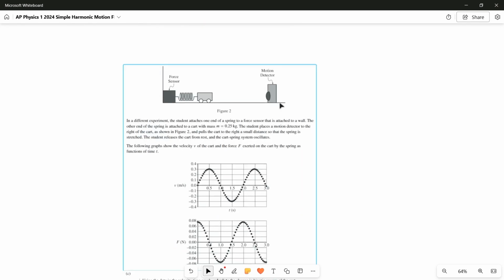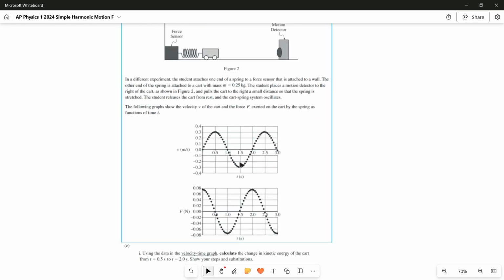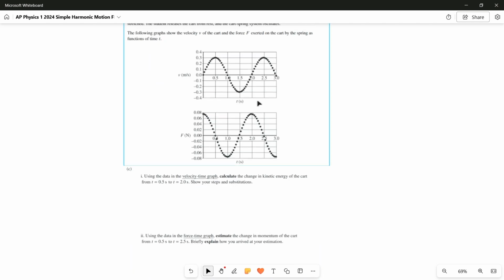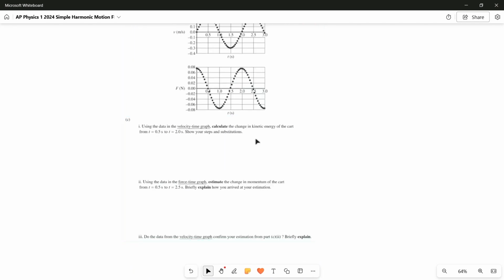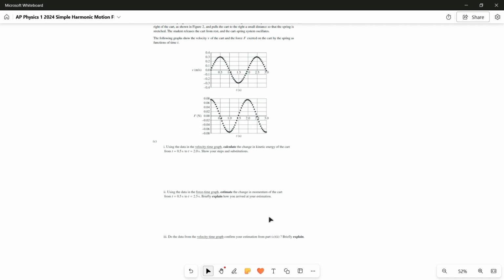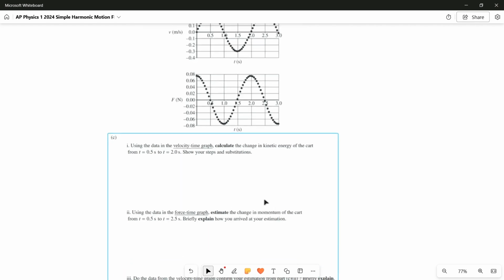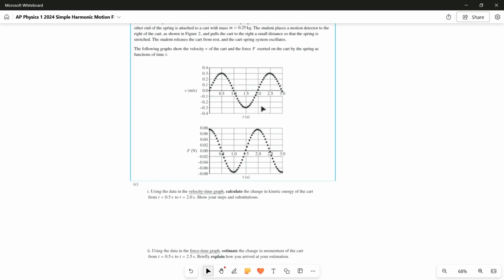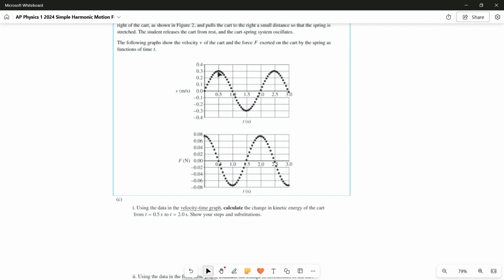So part C, we notice that we are given two graphs, and based on these graphs, we have to calculate certain properties from them. So based on our data from the velocity time graph, we have to calculate the change in kinetic energy of the cart from time 0.5 to time 2. Okay, well, that's going to be a bit interesting. Well, we have to find the kinetic energy from 0.5 to 2.0.